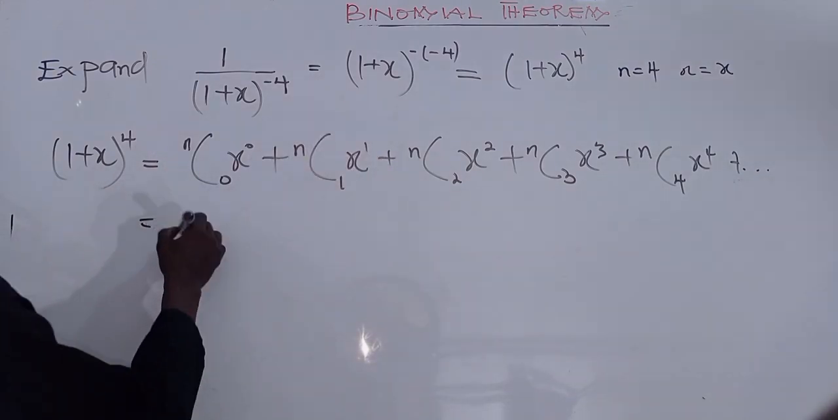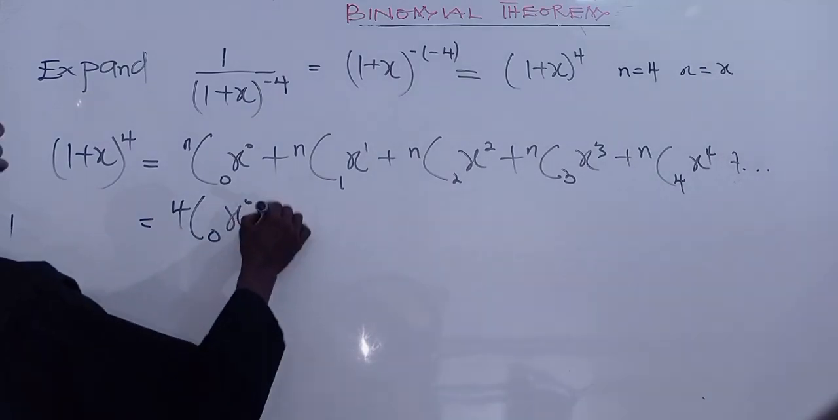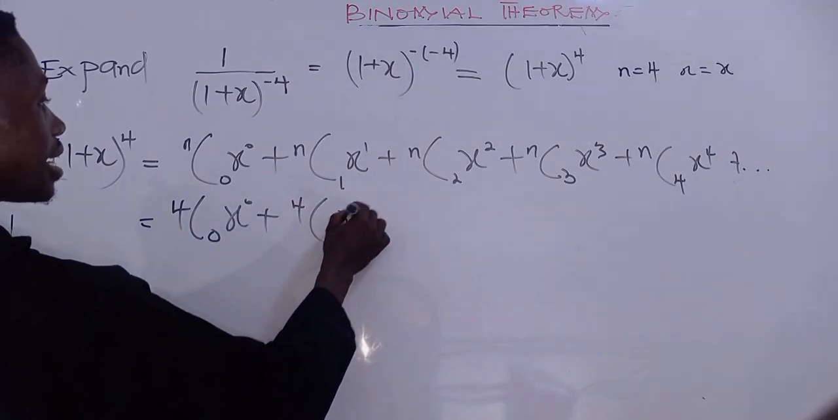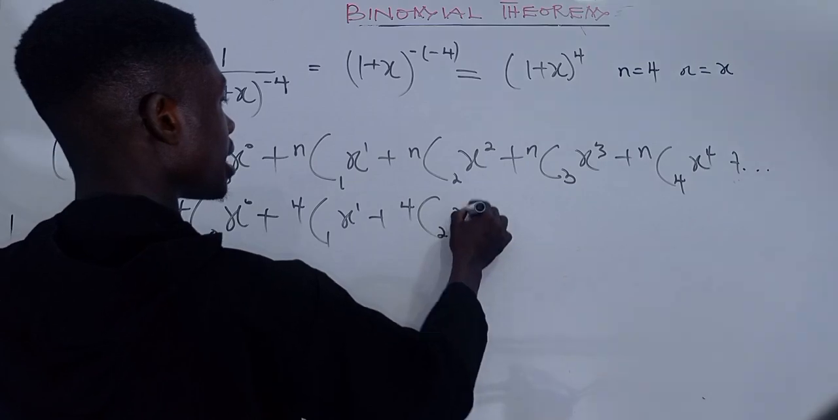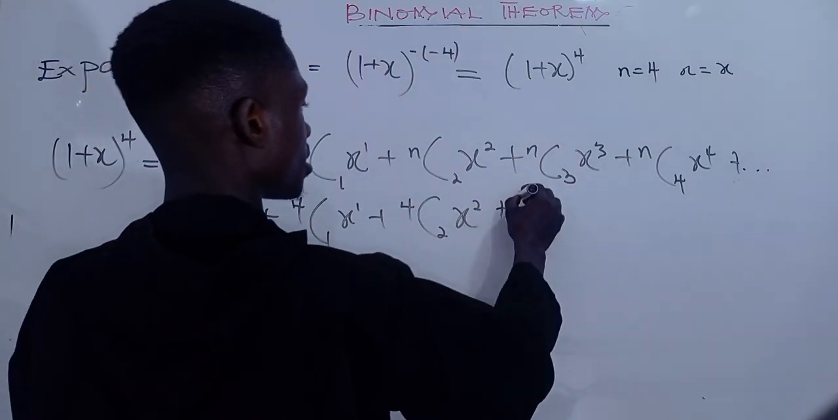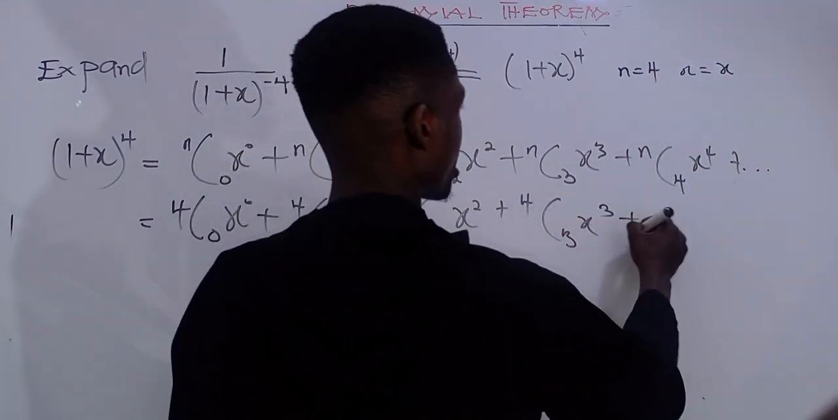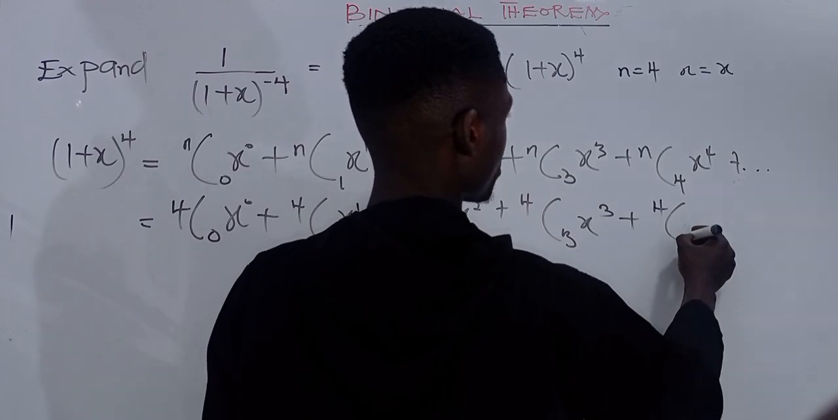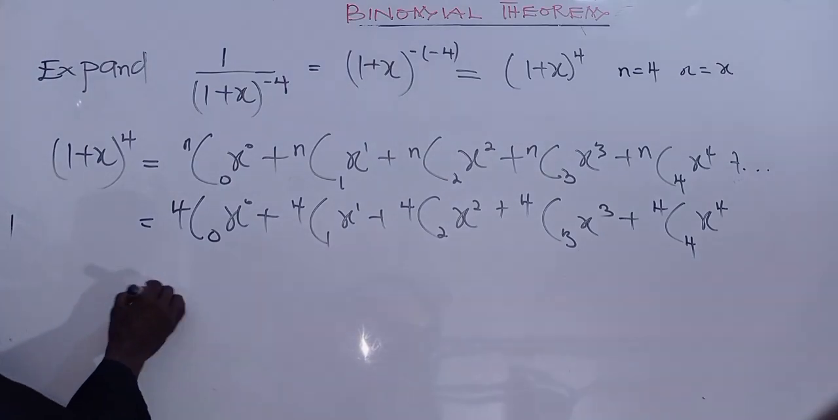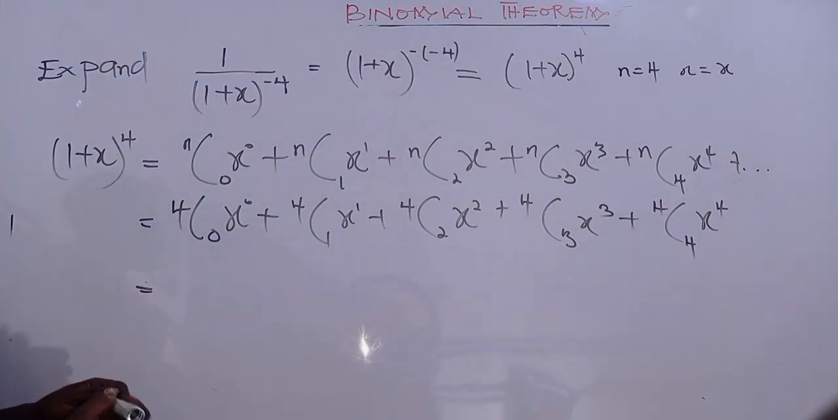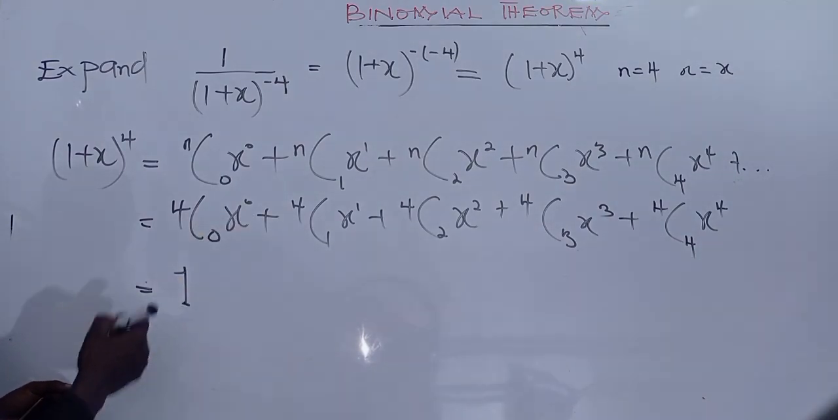So we know that our n is 4, so we have 4 combination what? 0, x raised to the power 0. We have 4 combination 1, x raised to the power 1. 4 combination 2, x raised to the power 2. 4 combination 3, x raised to the power 3. We have 4 combination 4, x raised to the power 4. Now you know that 4 combination 0 will give you 1. And then any number raised to the power 0 will also give you 1. 1 times 1 will give you 1.